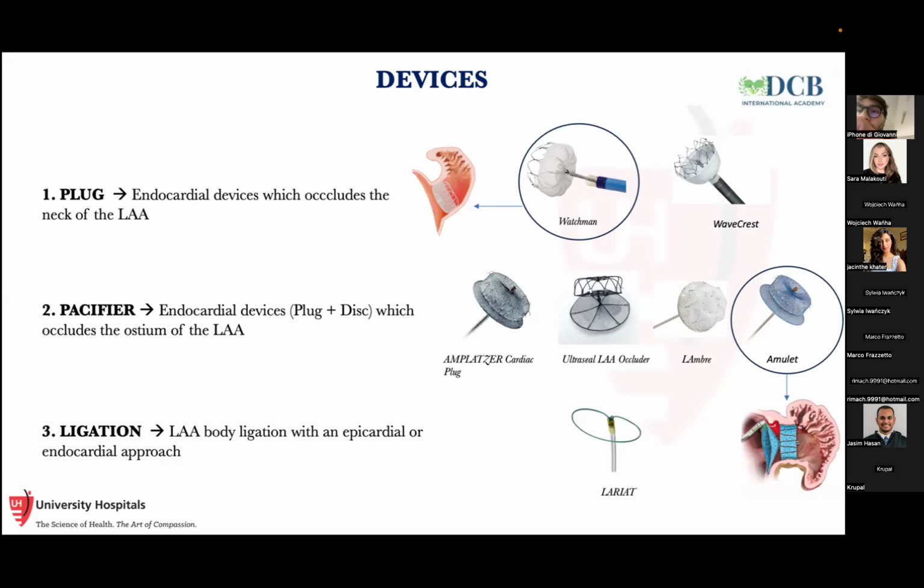Or we have the pacifier. The most important device is the Amulet. You can see the circle, and the approach is quite different because we have 2 parts in this device: a plug part, as in the Watchman device, but also a disc. So we have the plug in the neck and the disc that permits the complete occlusion of the ostium. There is a third family that had no luck in the commerce, that is the LAA body ligation. It can be performed with an epicardial or endocardial approach. This is the Lariat, but we cannot stay here to talk about this because it's not so diffused.